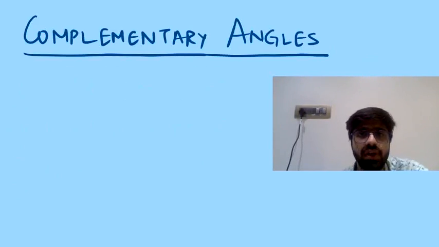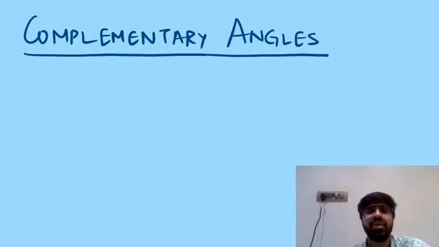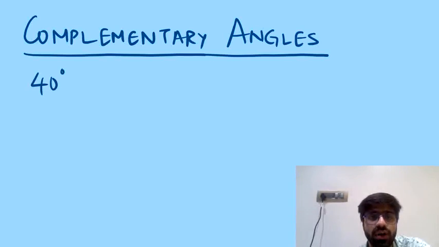Let's go ahead with the next concept, that is complementary angles. When we talk about complementary angles, what we refer to is two angles whose total will be 90 degrees. Say for example 40 degrees and 50 degrees. The total of them gives you 90 degrees. So yes, we can say that 40 and 50 are complementary angles.